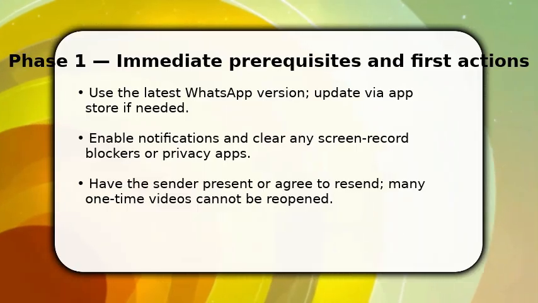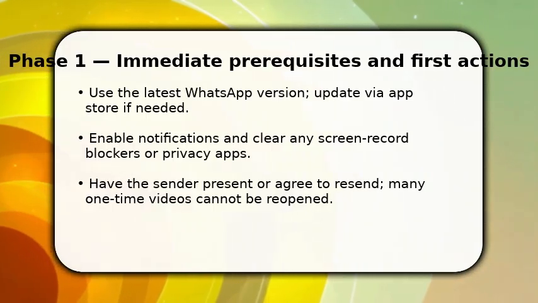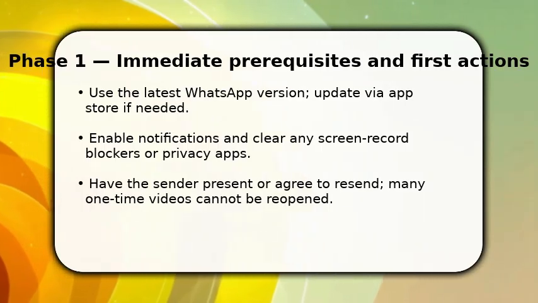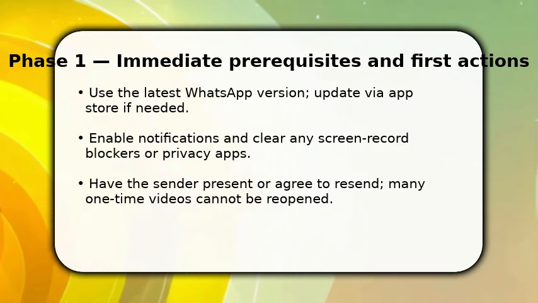You begin by confirming two essentials. Your WhatsApp is updated, and the sender can resend the clip. Once done, open the chat and ask the sender to send the one-time video again. This step matters because one-time view media is restricted by design.